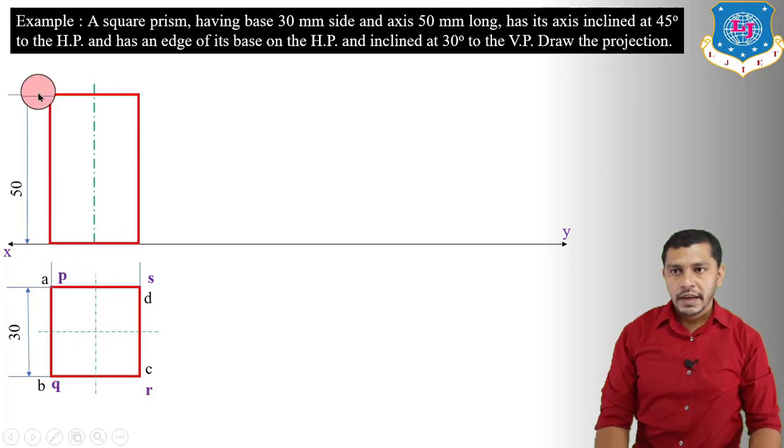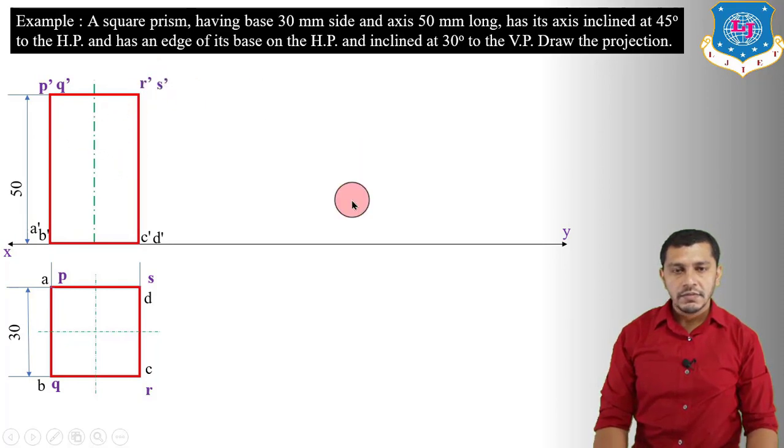So axis height will be 50 mm. This will be the front view of its face. That means here we will get A dash, B dash, C dash, D dash, and this will be the front view of its top face. That is P dash, Q dash, and R dash, S dash.